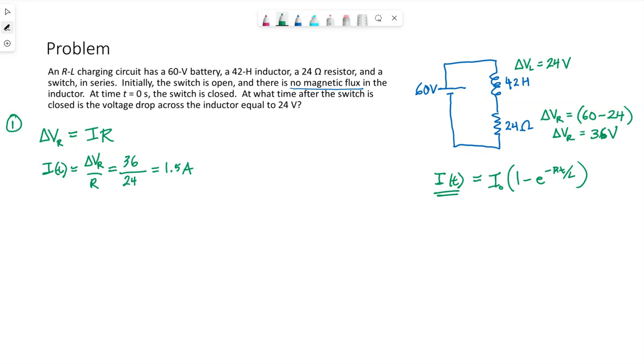We do need to know I naught as well. But remember, I naught is the maximum value the current eventually reaches. And that is when the resistor has the entire battery voltage across it. And so battery voltage divided by the resistance, 60 volts divided by our resistance is 24 ohms. 60 divided by 24 is 2.5 amps.